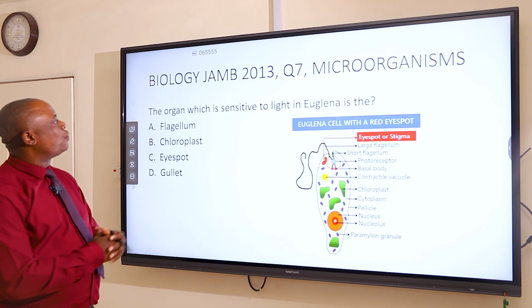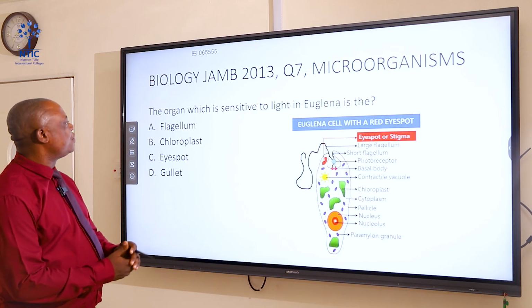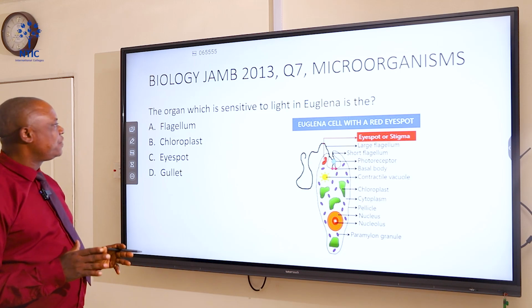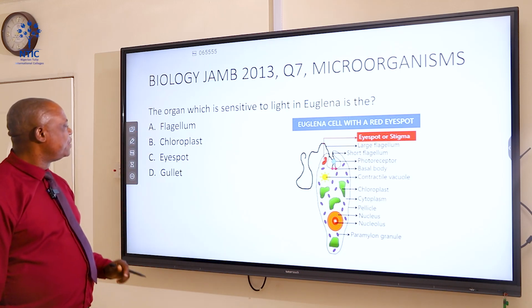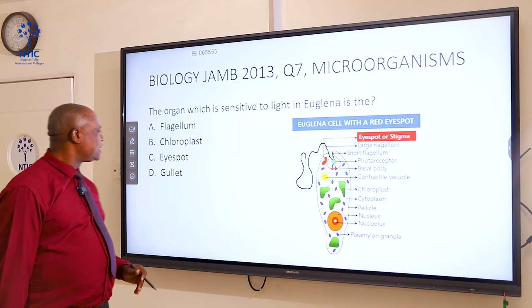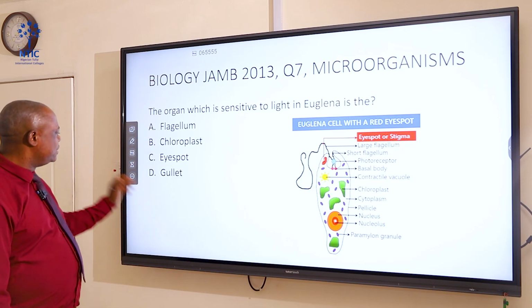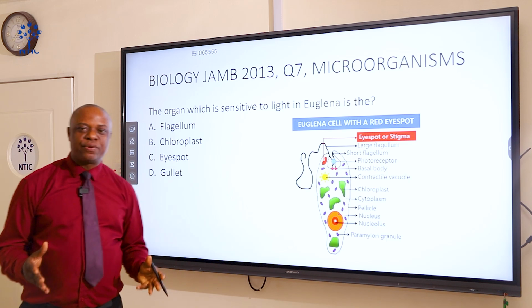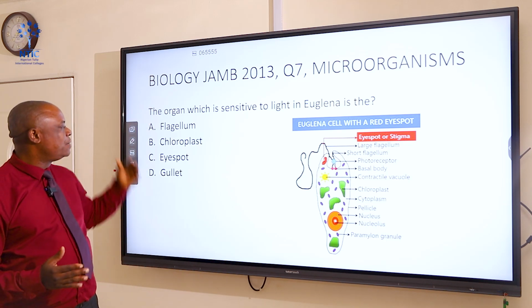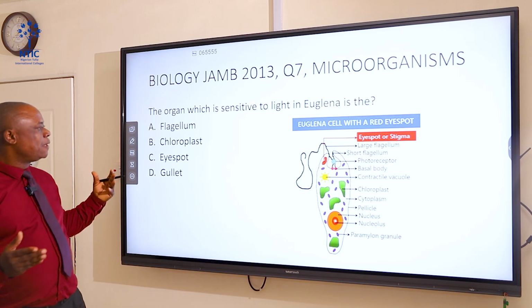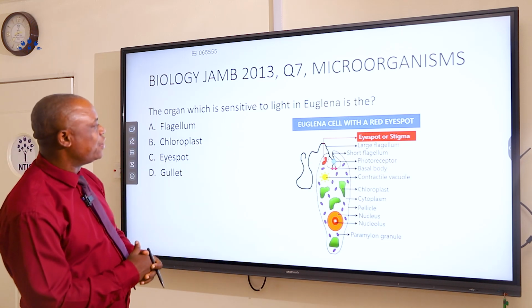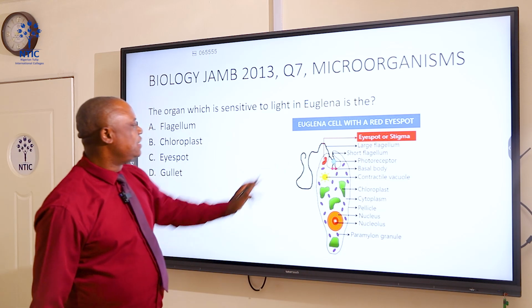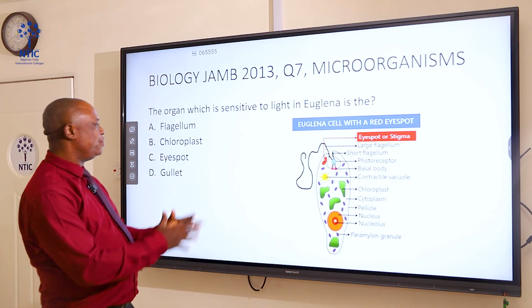Next, question number 7. The organ which is sensitive to light in Euglena is A, flagellum, B, chloroplast, C, eye spot, D, gullet. Now, from the options, you have flagellum. It cannot be used as a light-sensitive organ. Look at the diagram here. Where do you have flagellum? Look at flagellum. That's an organ of movement in Euglena.